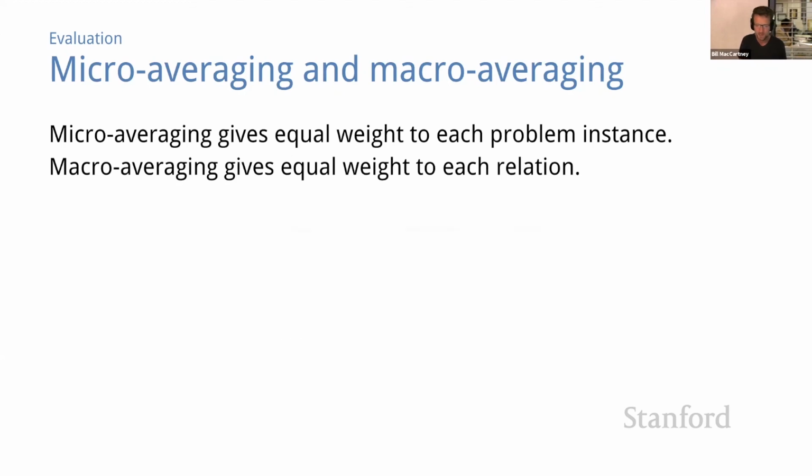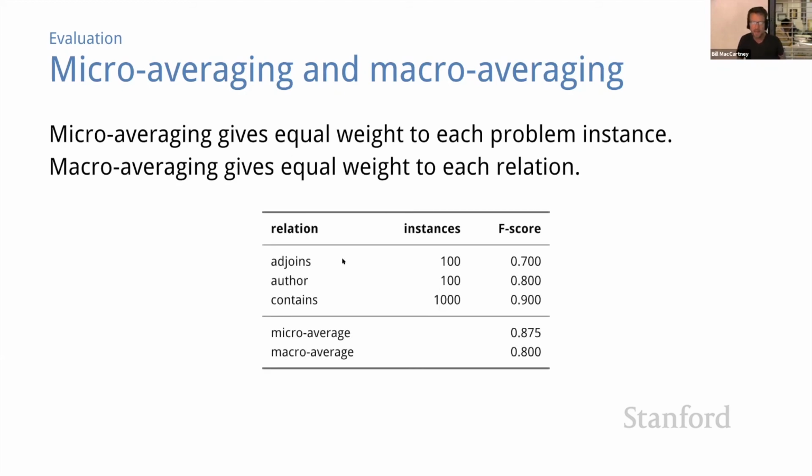So let me show you an illustration of this. This is an artificial example where I have just 3 relations, and the contains relation has 10 times as many instances as the other 2 relations. It also has the highest F-score. When I compute the micro average and the macro average, well, the micro average gives equal weight to each problem instance. So it gives a lot more weight to the contains relation. And the result is that the micro averaged F-score is very close to the F-score for contains. Whereas the macro average gives equal weight to each relation. And so it's just right in the middle of this range.